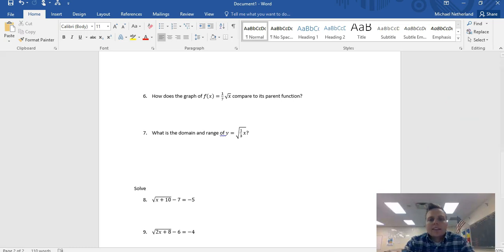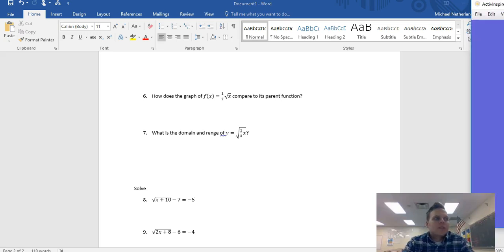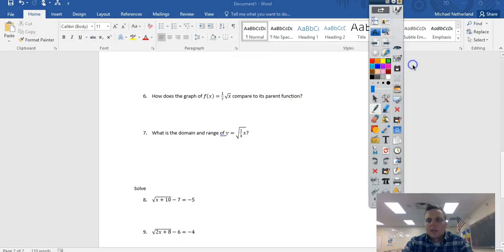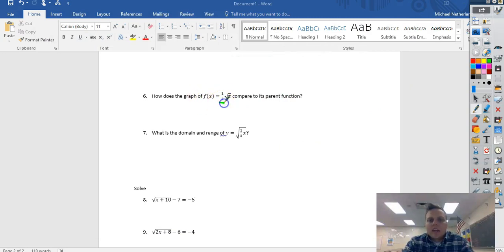So, problem 6. How does the graph of f of x is equal to 1/7 square root of x compare to its parent function? Okay. Oops, sorry about this. I got to bring this over real fast. Okay. So, this 1/7 is multiplying to the square root of x. So you should remember that if you have a number outside the function, multiplying to it, and the absolute value of it, meaning the positive version of it, is less than 1, then that just simply means that it is a vertical compression. Vertical compression. I'm not going to write out the rest of the word. Just put comp.